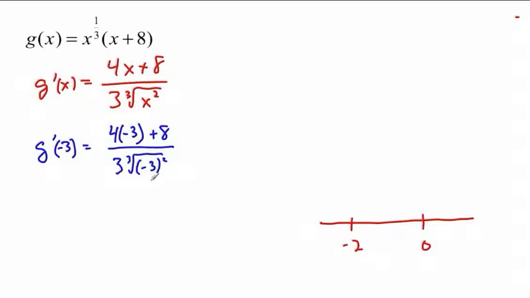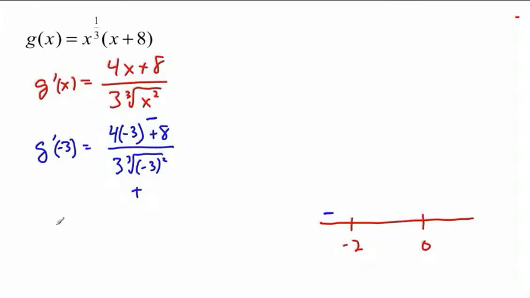Well, instead of worrying about this down at the bottom, -3 squared is always going to be positive, so the bottom's always going to be positive, so I'm not going to worry about that. 4 times -3 is -12, plus 8 is still going to be negative. A negative divided by positive is negative. So if I plug something in here, and if you don't really know what I just did, just plug this whole thing into your calculator, and you'll find out that it's negative.